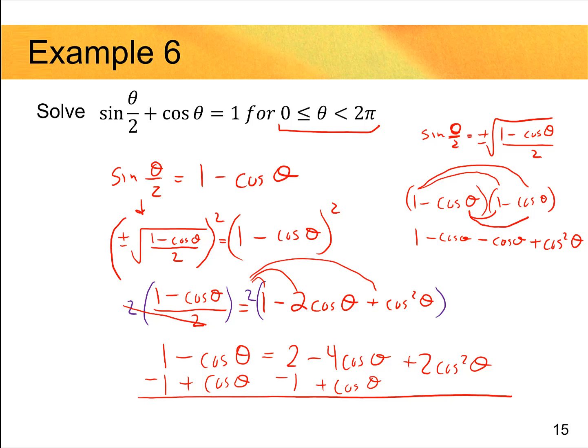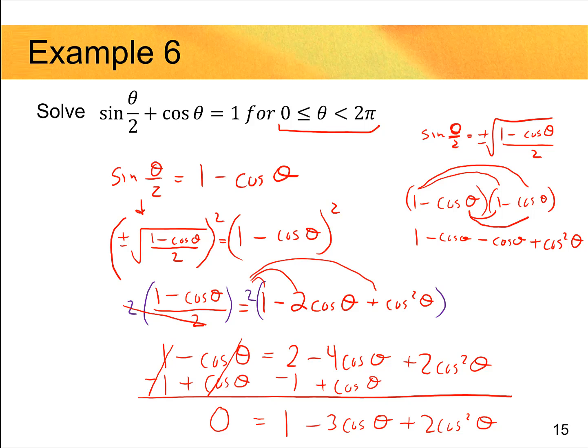I subtracted 1 from both sides. I added cosine to both sides. I get myself a 0 on this side. 2 minus 1 is 1. Negative 4 plus 1 makes a negative 3 cosine theta. And this becomes 2 cosine squared theta. Okay, are we good there?